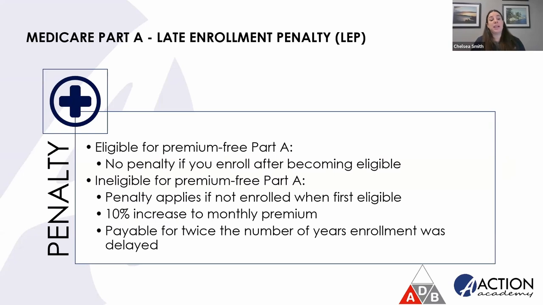So there is a late enrollment penalty associated with Medicare Part A. It generally doesn't hit most people, right? Because like we talked about earlier, most of us don't pay for Part A. But if you aren't eligible for premium-free Part A and you don't buy into it when you're first eligible, your monthly premium may go up 10%. You'll have to pay that higher premium for twice the number of years you could have had Part A and didn't sign up. So it's not a lifetime penalty like other parts of Medicare. It's only 10% for twice the amount of years that you could have had it and didn't. But again, the vast majority of us will not need to worry about this penalty in the first place.